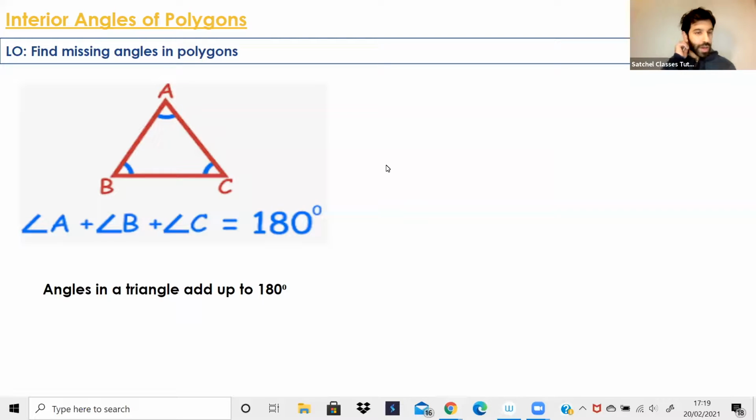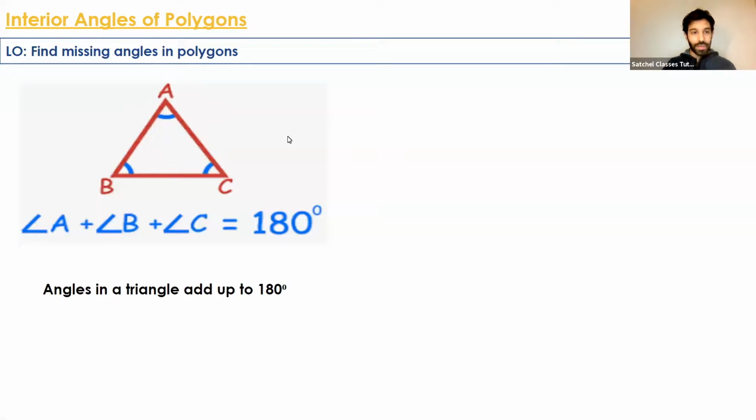Hi math students, today we're going to be learning about the interior angles of a polygon, and by the end of this lesson you should be able to find the missing angles in polygons. Now, a key fact that you need to know to be able to progress in this lesson is that the sum of angles in a triangle add up to 180 degrees.